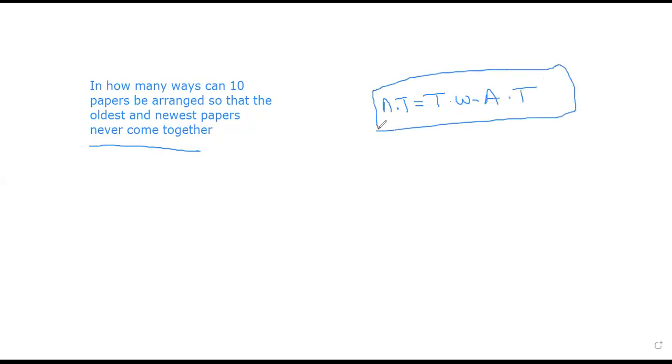Okay, students, total ways. How many total papers are there? Total papers are 10. So total ways is nothing but N factorial, where N is the total number, 10 papers. So the total ways here is 10 factorial minus the always together. You need to find the always together of the oldest and newest papers.